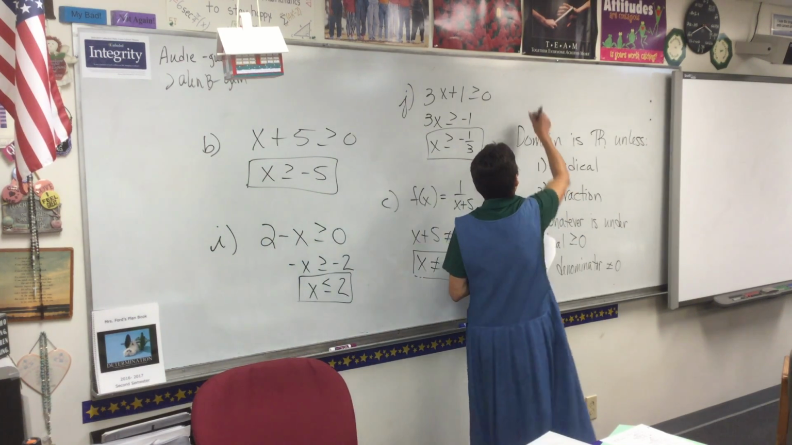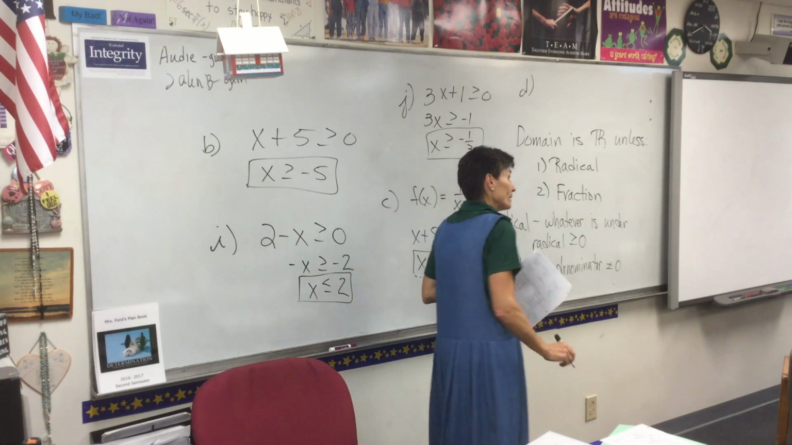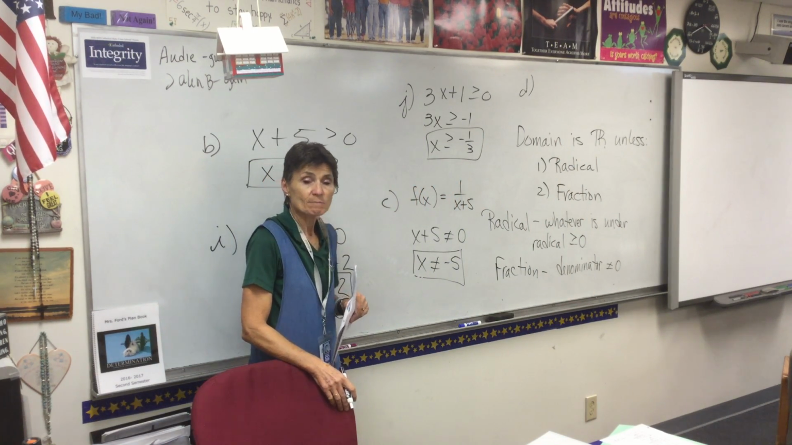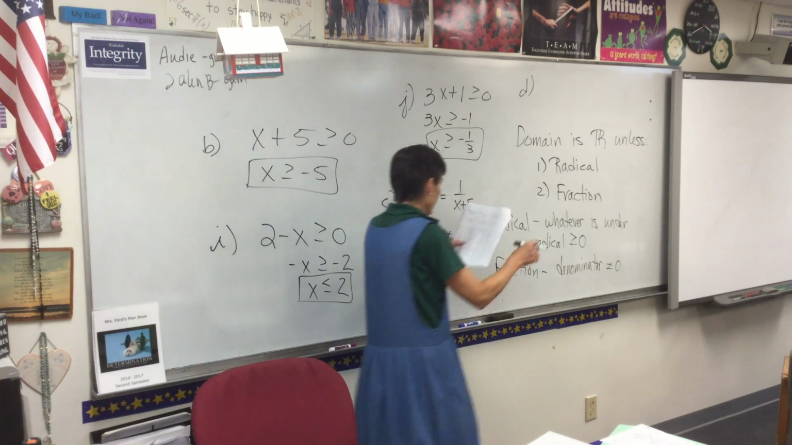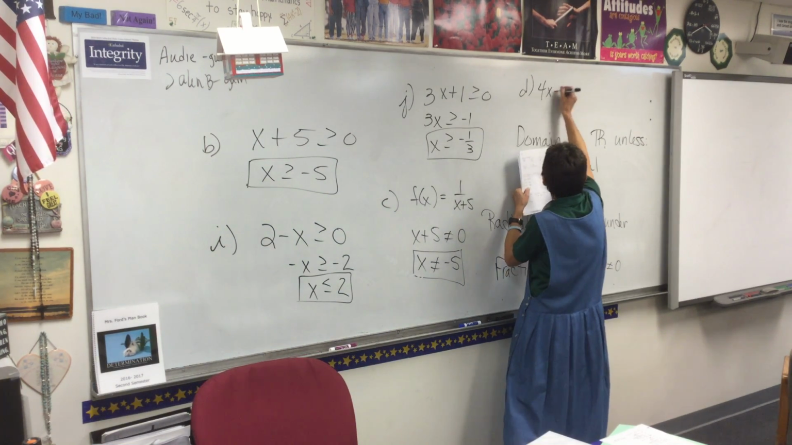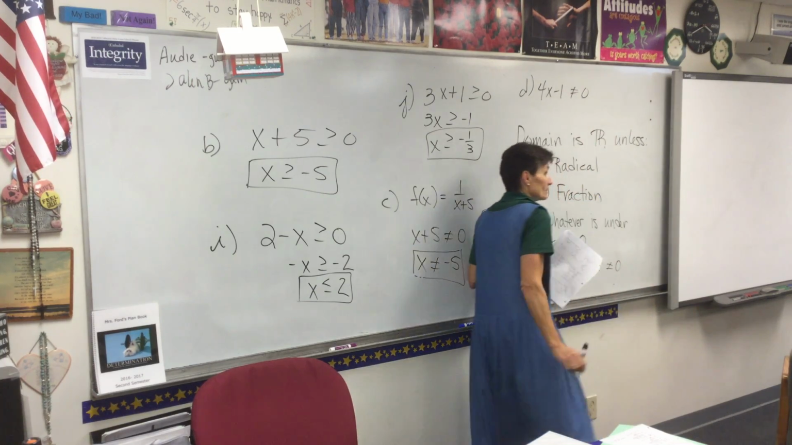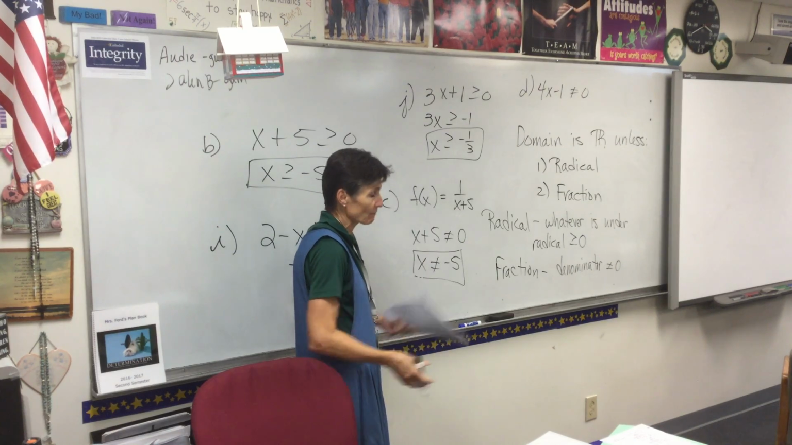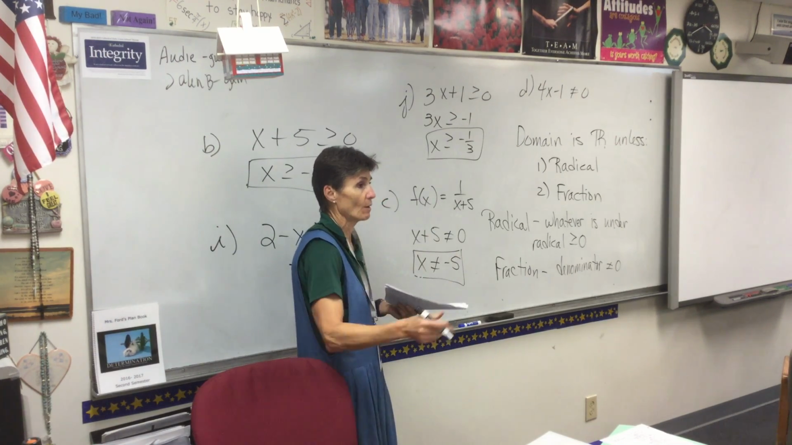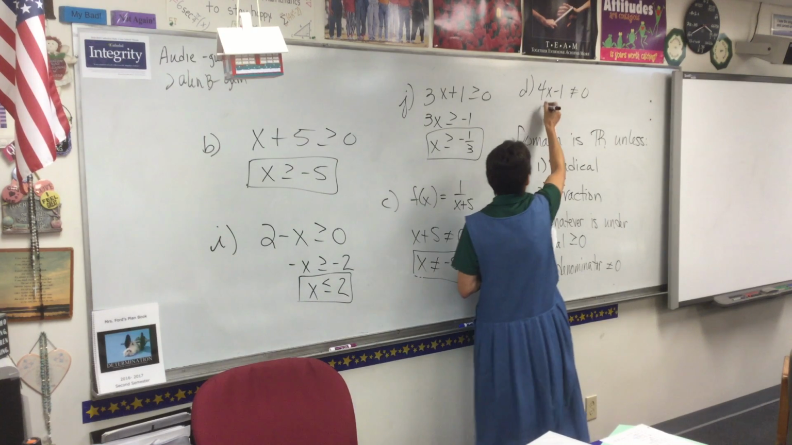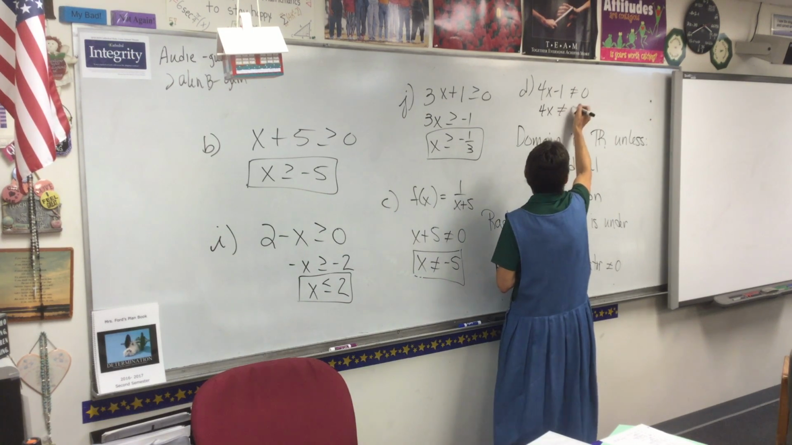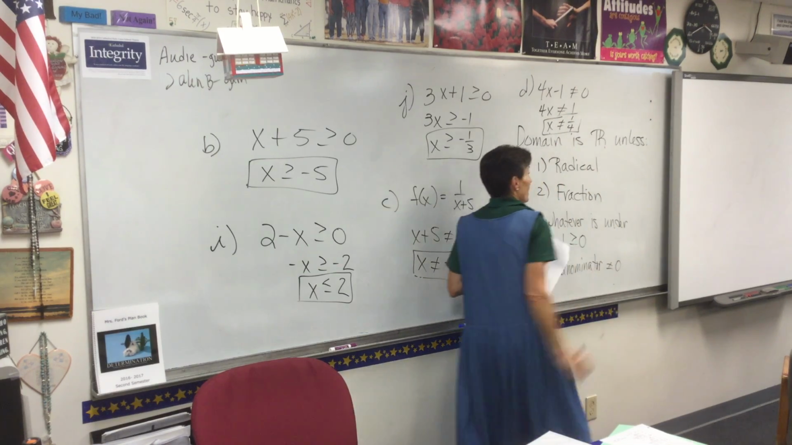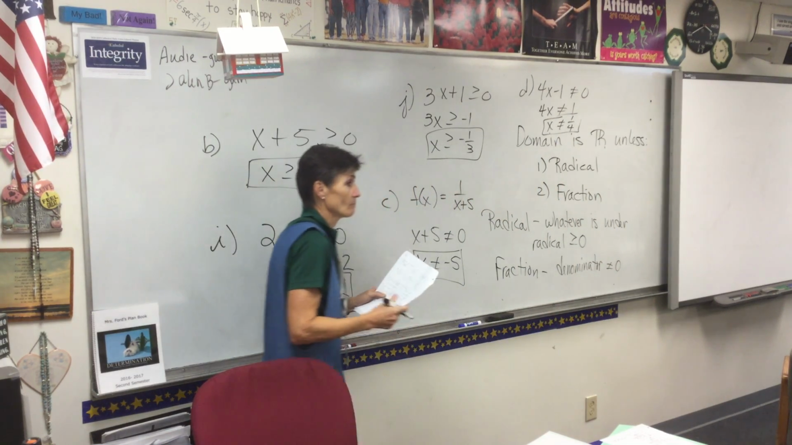And what about D? Is D a radical? No. D is a fraction. So what's my fraction rule? Whatever's in the denominator cannot equal 0. That's the rule. It isn't hard. You don't have to think about it. If it's a fraction, denominator can't equal 0. And then you solve it, which would say what? X can't equal 1/4? Yeah. And that would be your answer. E.